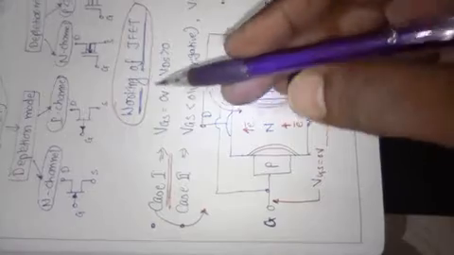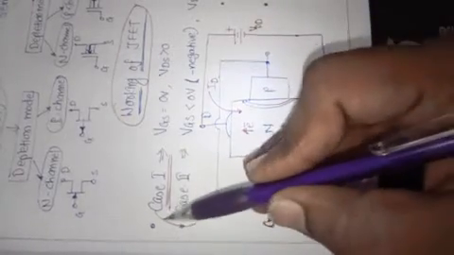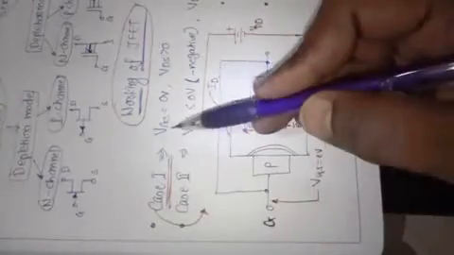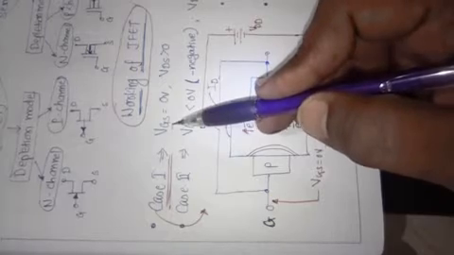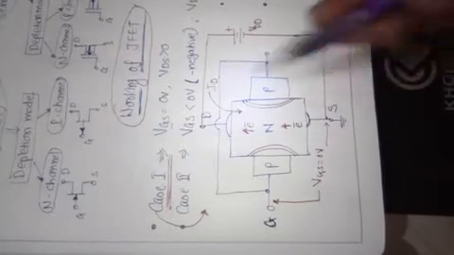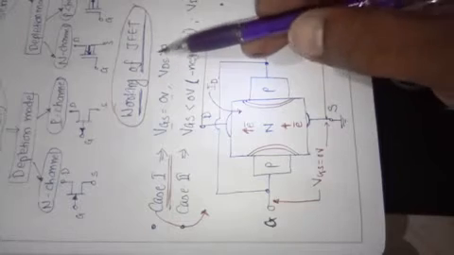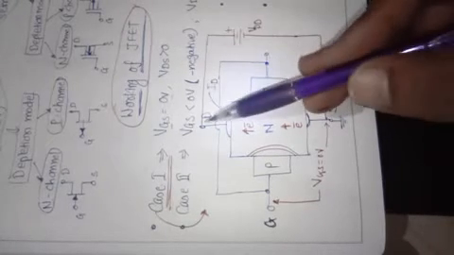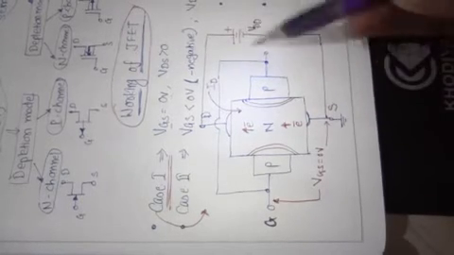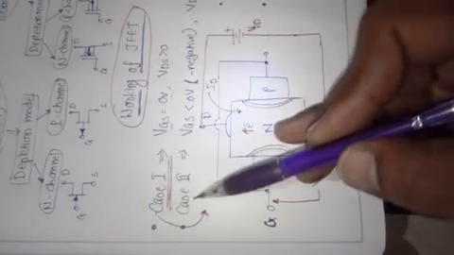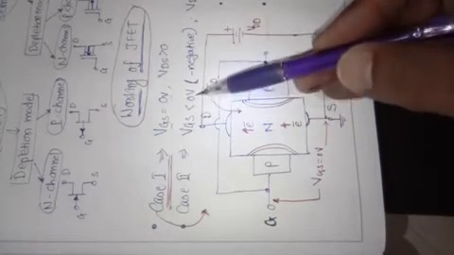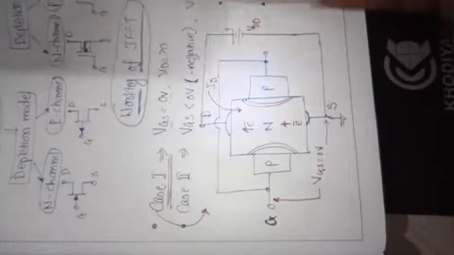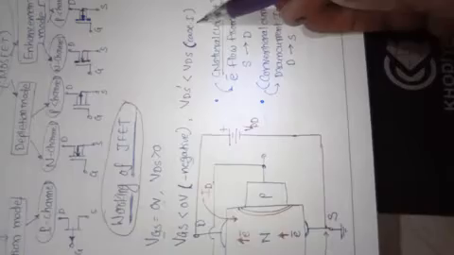Now how does the JFET work? To understand the JFET, there are two cases. The first case is VGS, the voltage between gate and source, is 0 volt, and VDS is greater than 0, it means the drain to source voltage is greater than 0. And the second case is VGS is less than 0, it means negative, and VDS is less than VDS of case 1. So we will discuss the first case here.